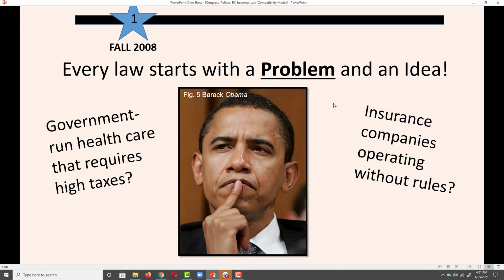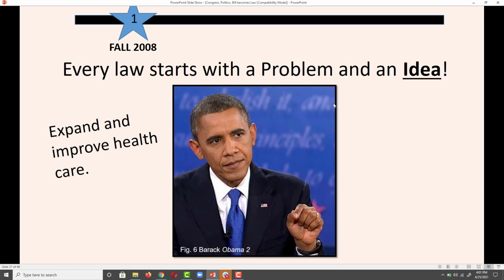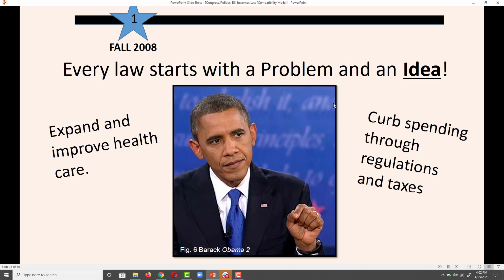These are the problems. Okay, so this is the idea. Expand and improve healthcare. So greater accessibility, greater quality. Attempting to curb spending through regulations and taxes.